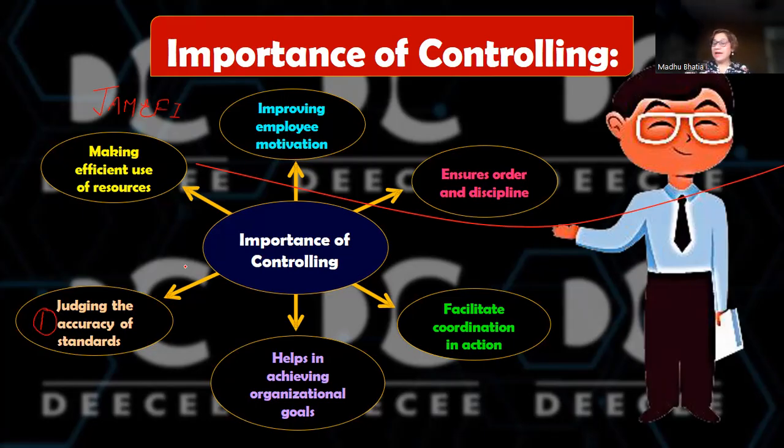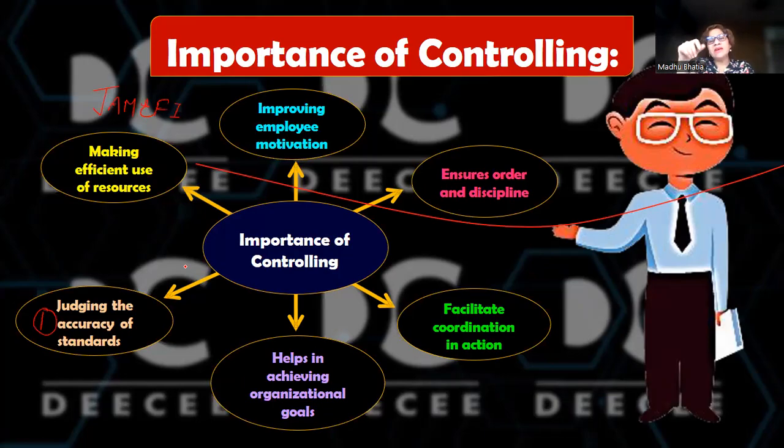Standards are set in the planning function. Performance is done throughout the year, and in controlling, the actual performance is measured and checked against the standards. Here the supervisors and managers come to know how authentic the standards were. It might be that the standards were a little too high and people are not able to achieve them.